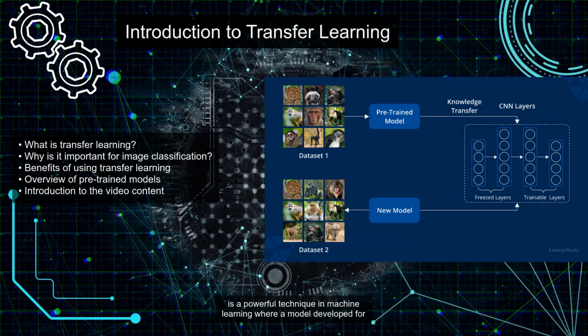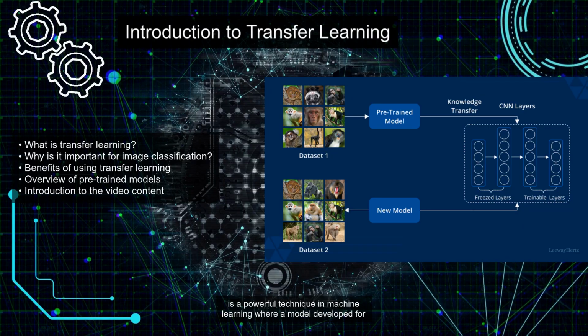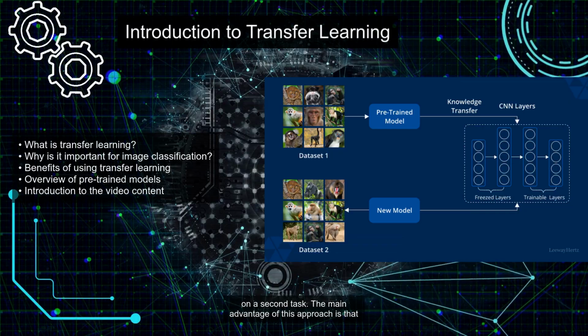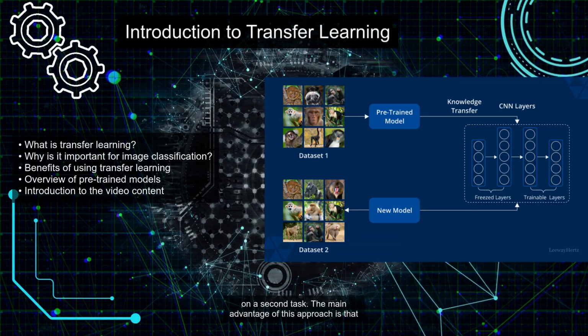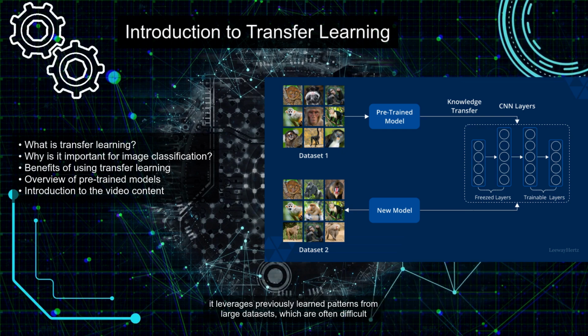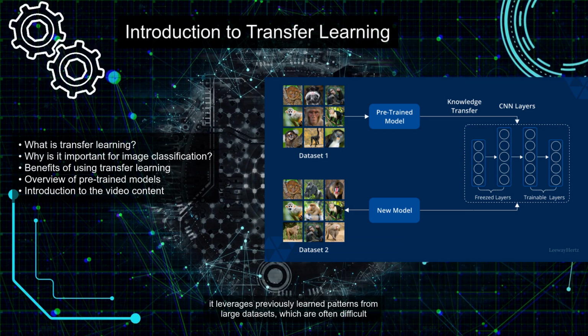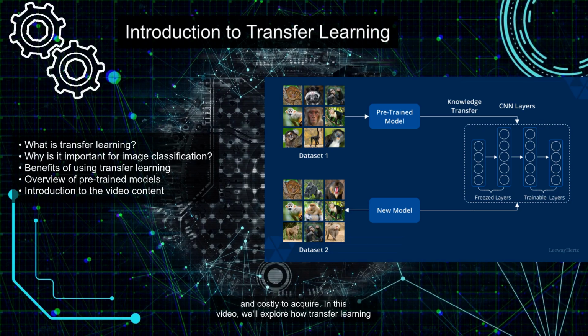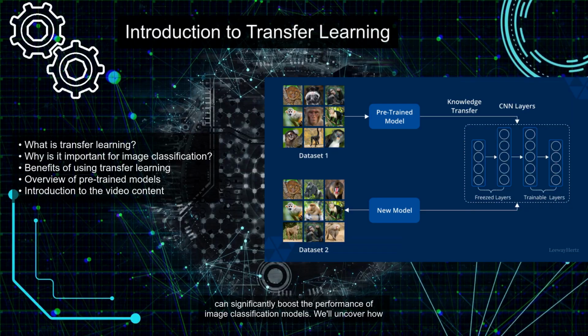Transfer learning is a powerful technique in machine learning where a model developed for a particular task is reused as a starting point for a model on a second task. The main advantage of this approach is that it leverages previously learned patterns from large datasets, which are often difficult and costly to acquire. In this video, we'll explore how transfer learning can significantly boost the performance of image classification models.